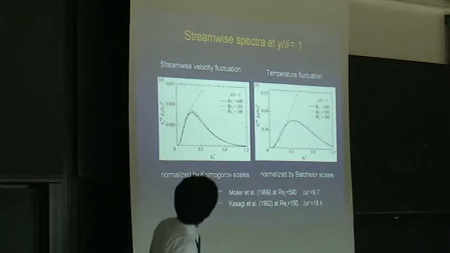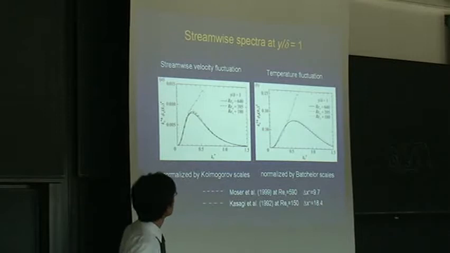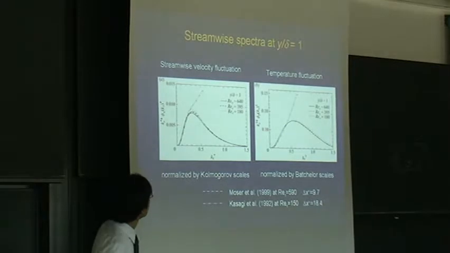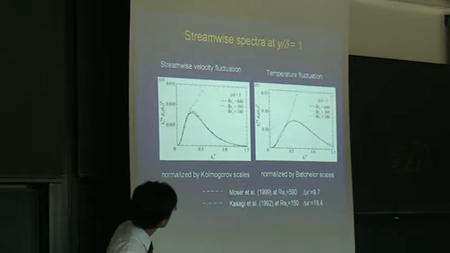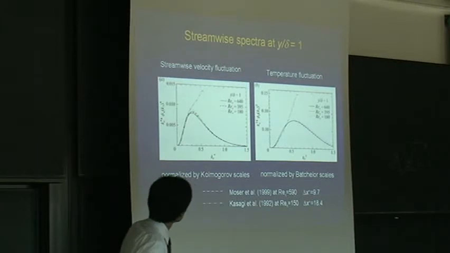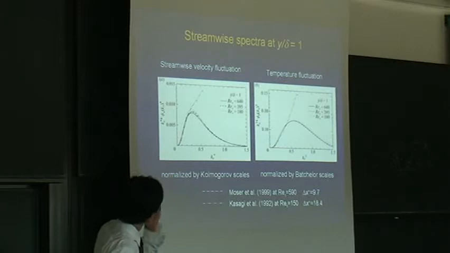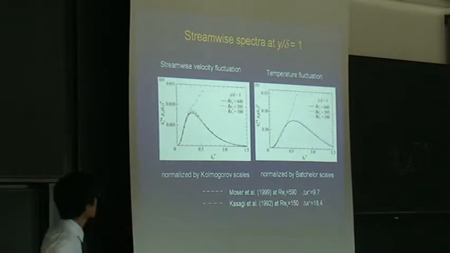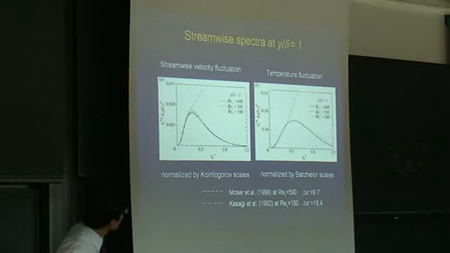Before showing the results, I will show one result on the numerical accuracy. This is the energy spectra at the center line. This is the velocity fluctuation, and this is the temperature fluctuation. The horizontal axis is the streamwise wave number, normalized by either the Kolmogorov scale or the Batchelor scale. The spectra are multiplied by k to the fourth to see the high wave number behavior as accurately as possible. The present results do not show any pile-up at the high wave numbers, and agree with the model spectrum as well.